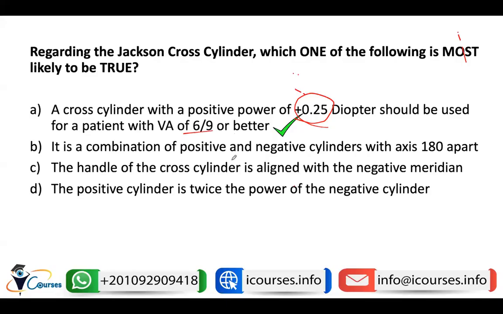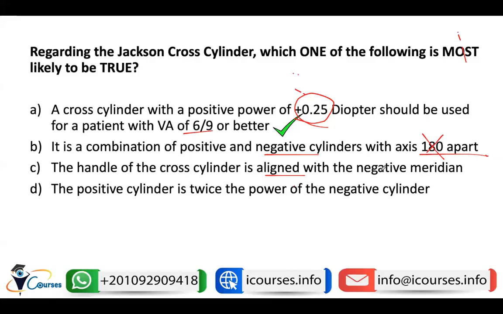So this power should be adopted for patients who have very good visual acuity. It is a combination of a positive and a negative cylinder, which are 45 degrees apart. So this will be the correct answer. It is not 180 degrees; it's only 45 degrees, and the handle of the cross cylinder is aligned in the middle, midway between the plus and the minus. Again, the handle of the cross cylinder is just midway.